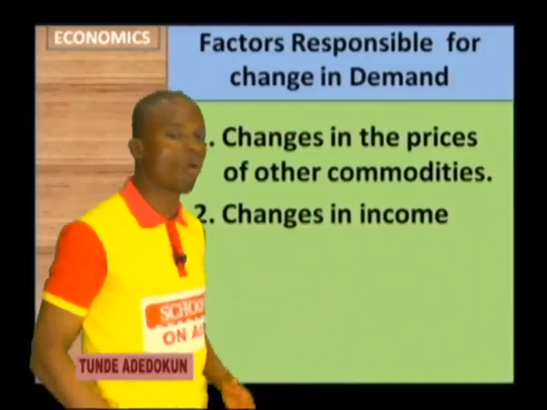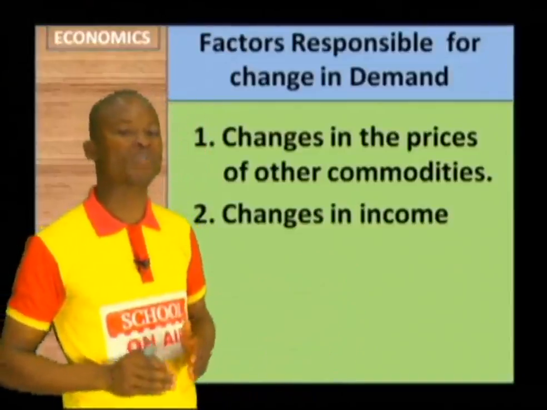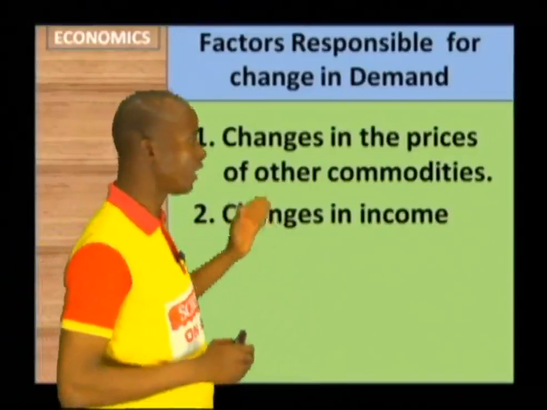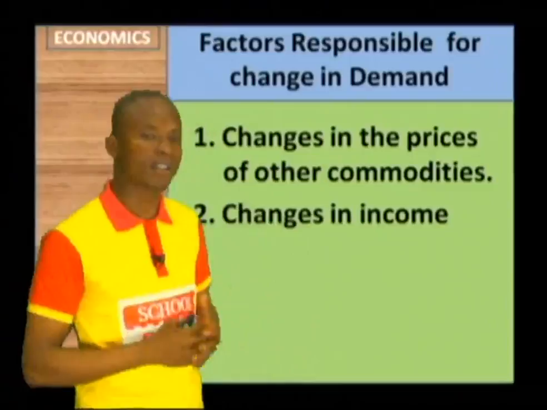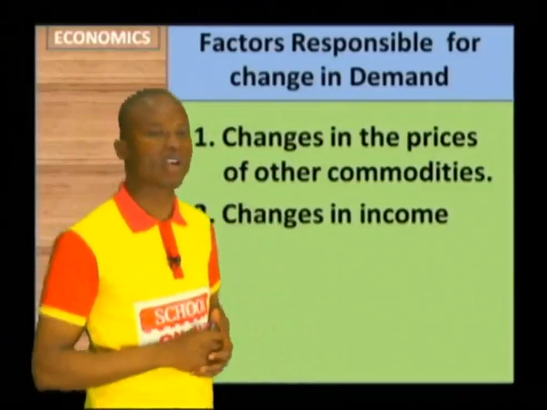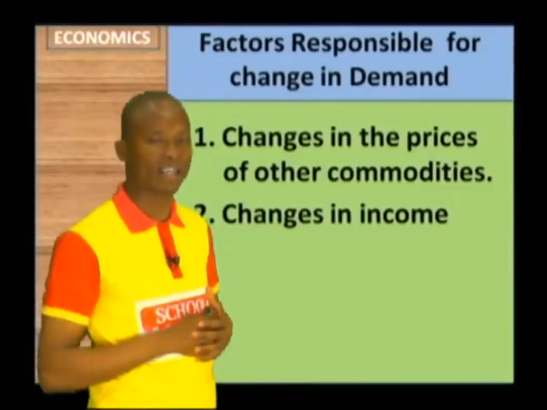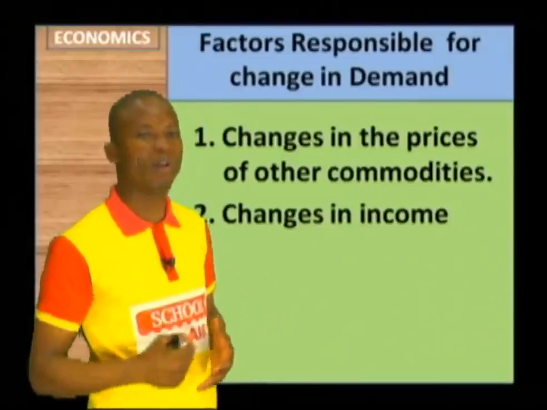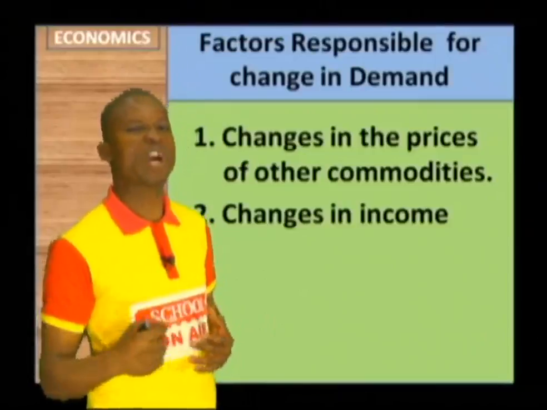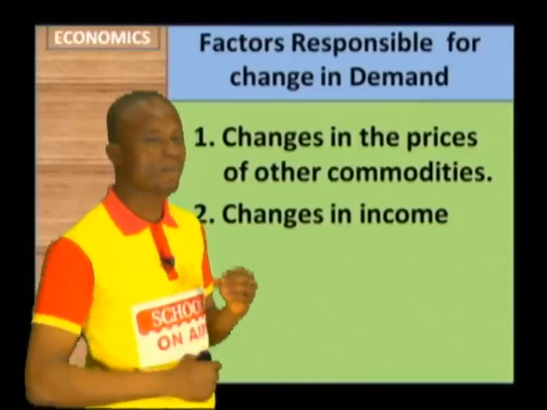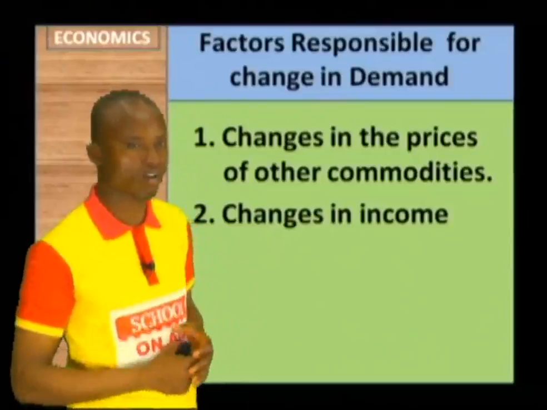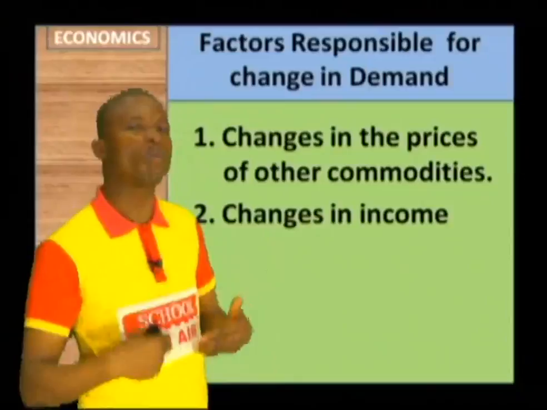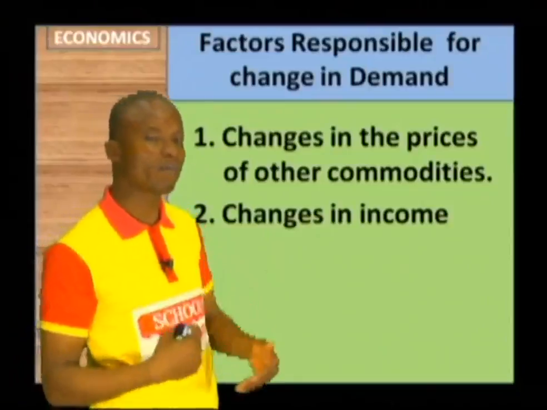Changes in income. Whatever makes the income of a consumer change would ultimately bring about a change in his level of demand. For instance, let's assume that somebody works in an organization and is paid 40,000 naira in a month. He applied and got another job, and the new job is offering 300,000 naira. That's a remarkable increase in his income. Obviously, with 300,000 naira, there are a lot of things that he will be able to afford that he could not afford before. That's one.